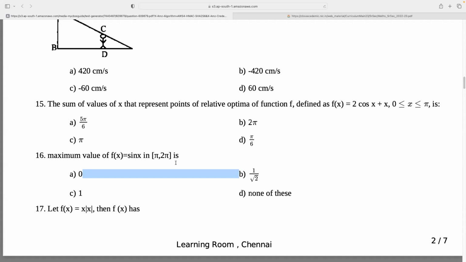It's simple logic. Even without solving, you can tell. Can you get the maximum value 1 by root 2? You cannot. 1 by root 2 you can't get. What value of x in the interval pi to 2 pi will you substitute to get a positive value from sine? You can't. Understood, sir. So what is the answer? 0.